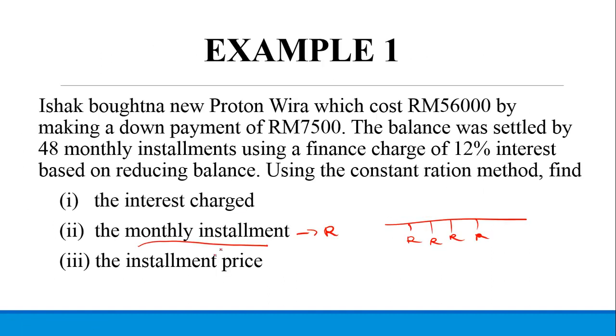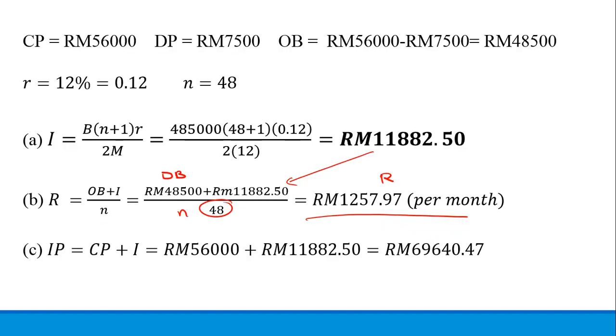The next one is the installment price. So how much is the total you need to pay from your installment purchase? The total is cash price plus interest. You know that the cash price is 56,000 plus the interest, and you get the total amount you pay overall to buy those goods.